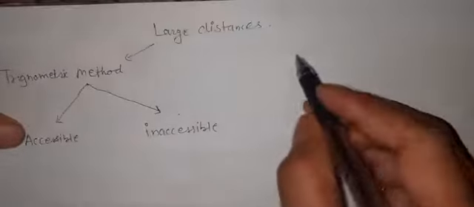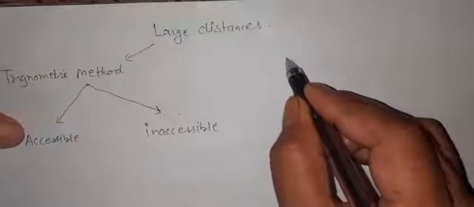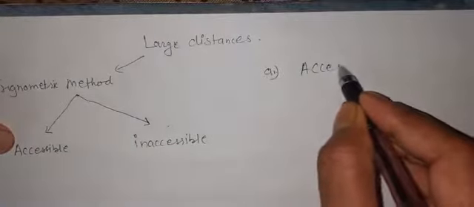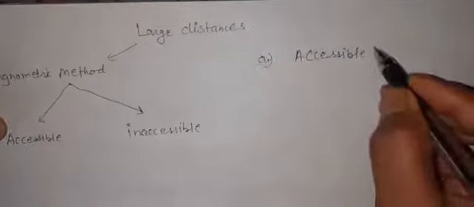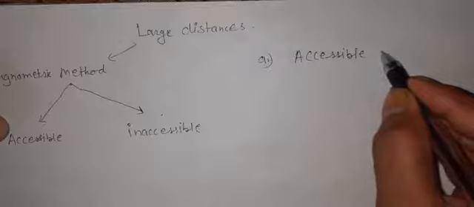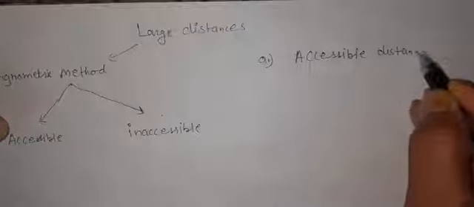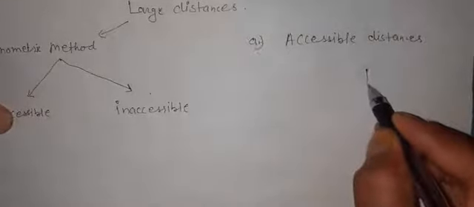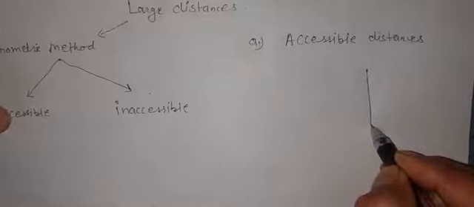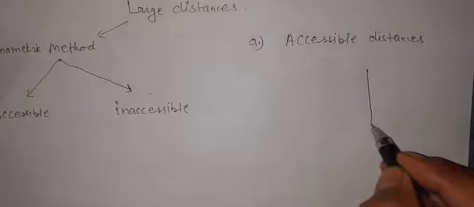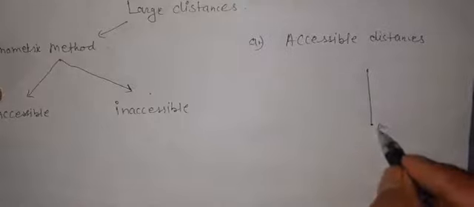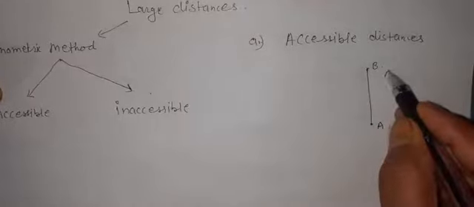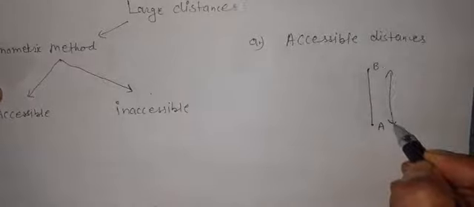Let us first learn about accessible distances. What is the meaning of an accessible distance? Let us look over here. Students, suppose there is a mountain, or it could be a tree, and the base of this mountain we name A, and the top of the mountain is B. We want to find out its height.